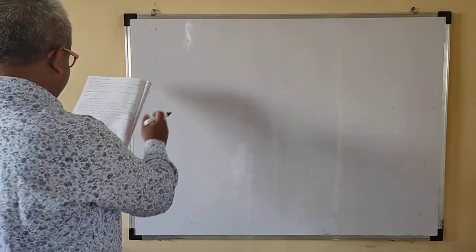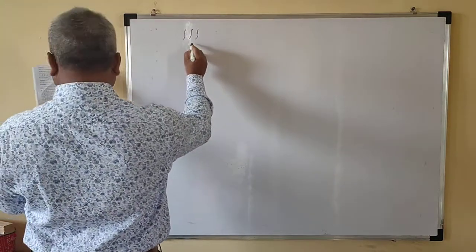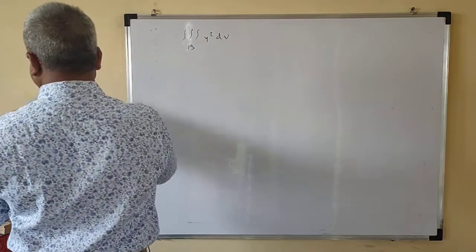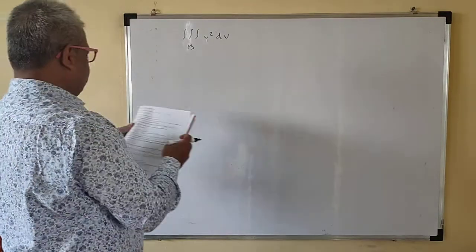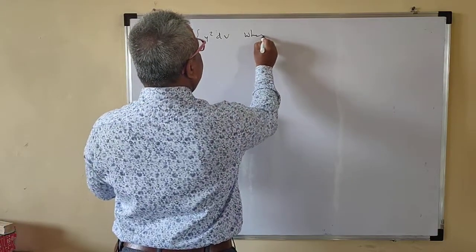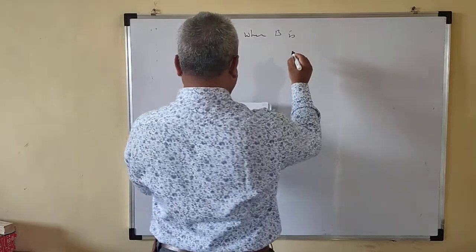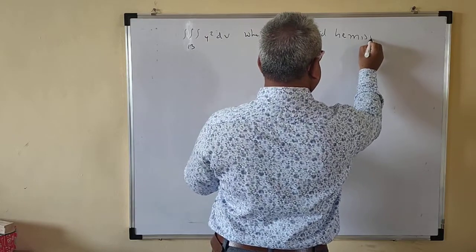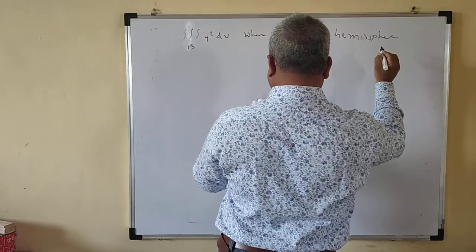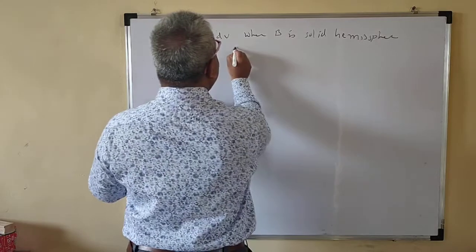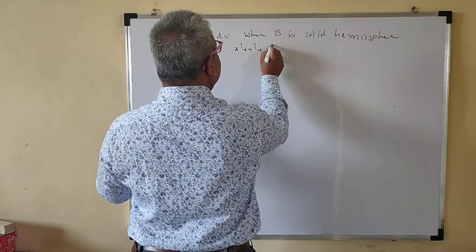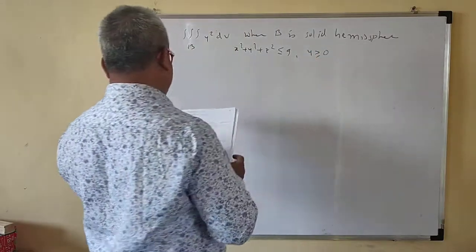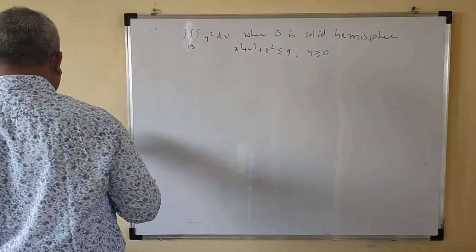Okay, next, evaluate the triple integral of y square dv, where B is the solid hemisphere x square plus y square plus z square less than or equal to 9, y greater than or equal to 0.